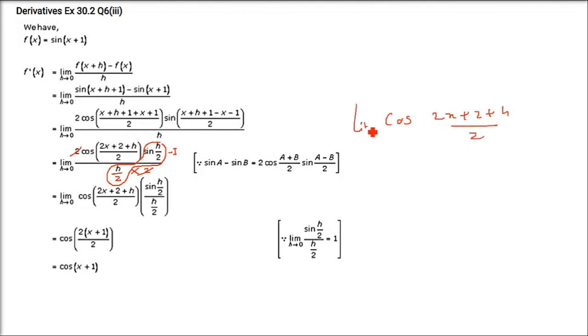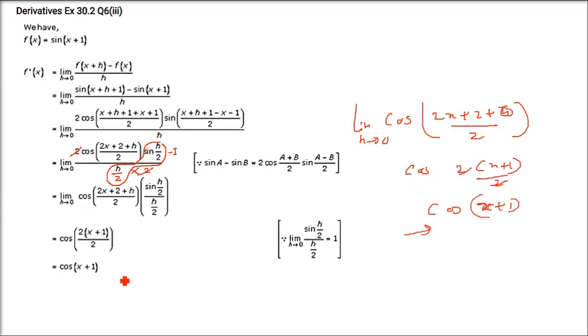Now I put h as 0. Apply the limit, h tends to 0. So just put h as 0, (2x+2)/2. You can take 2 common, (x+1)·2/2, the 2 gets cancelled. You have cos(x+1). Only cos(x+1) will come. This is cos(x+1).